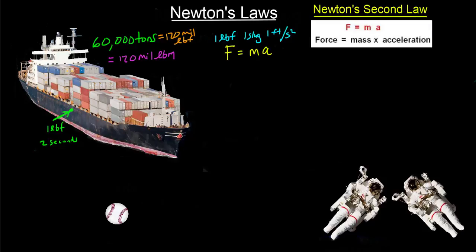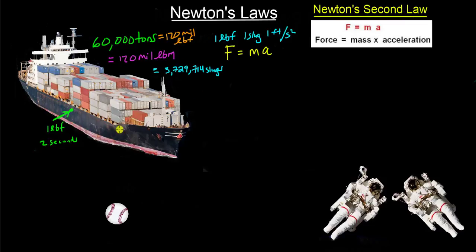We know that there are 32.2 pounds mass in one slug. So if you have a slug of something, that means you have 32.2 pounds mass of that something. So you divide this 120 million by 32.2, and you could say the ship has a mass of 3,729,714 slugs. Okay, so great.